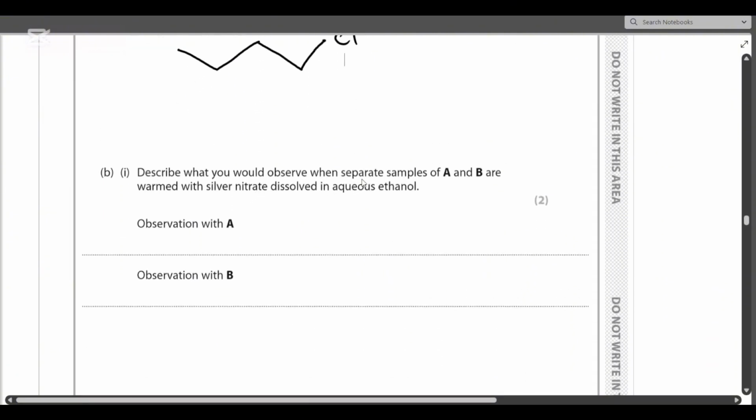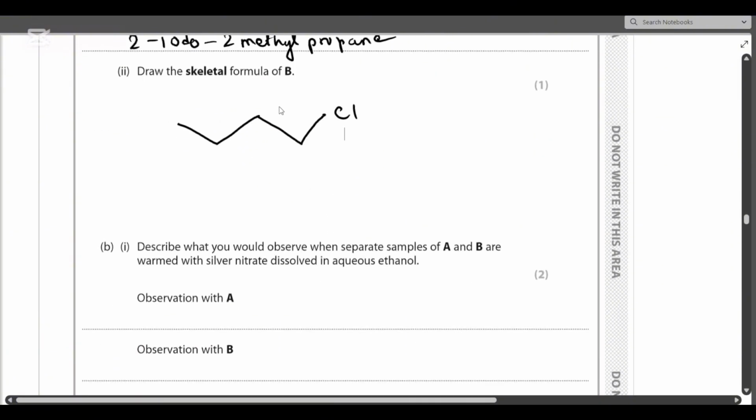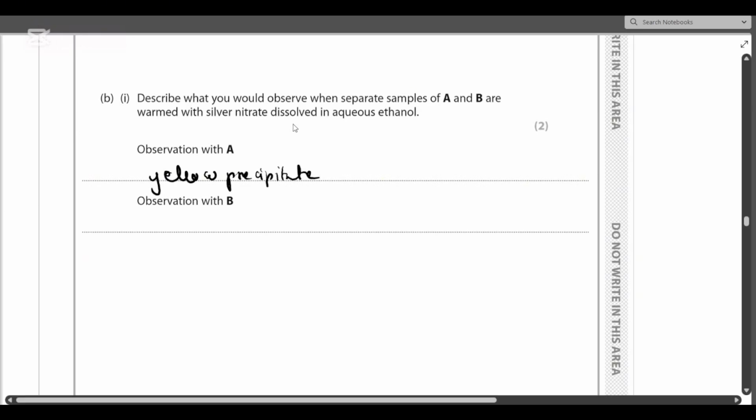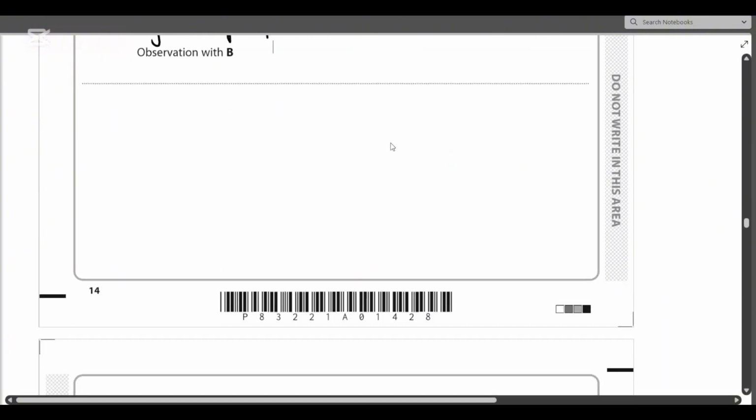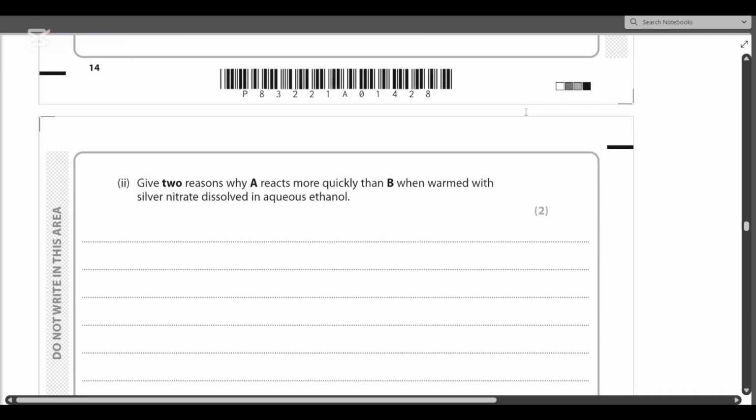Again, describe what you would observe when separate samples of A and B are warmed with silver nitrate solution in aqueous ethanol. Now, with the observation for A, since there's the presence of iodine, obviously a yellow precipitate will be produced. So that's a no-brainer. And if I talk about the observation for B, since there's the presence of chloride ions, obviously it's going to be a white precipitate. Okay, now let's move on to the next one.